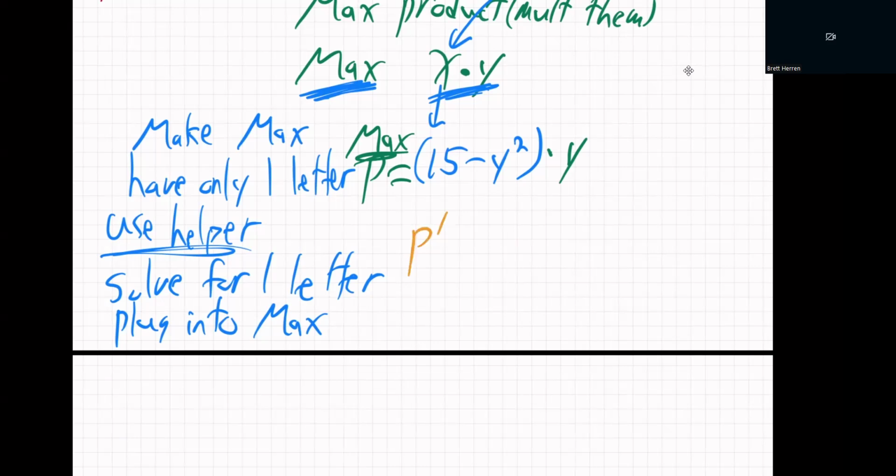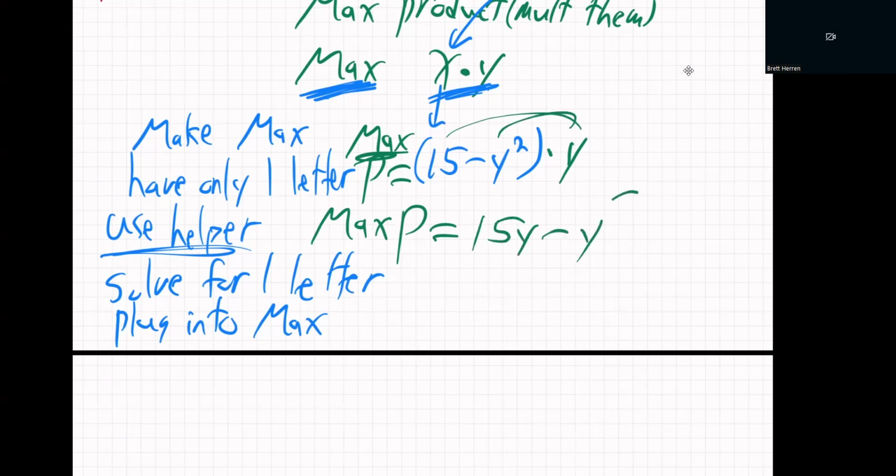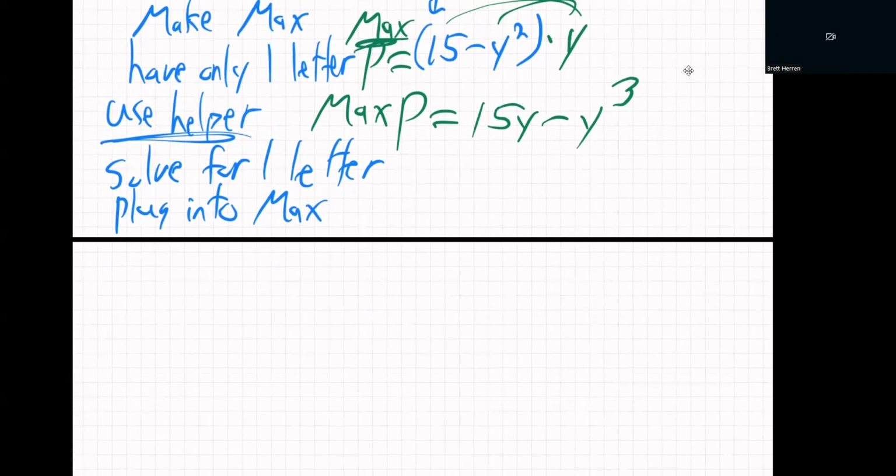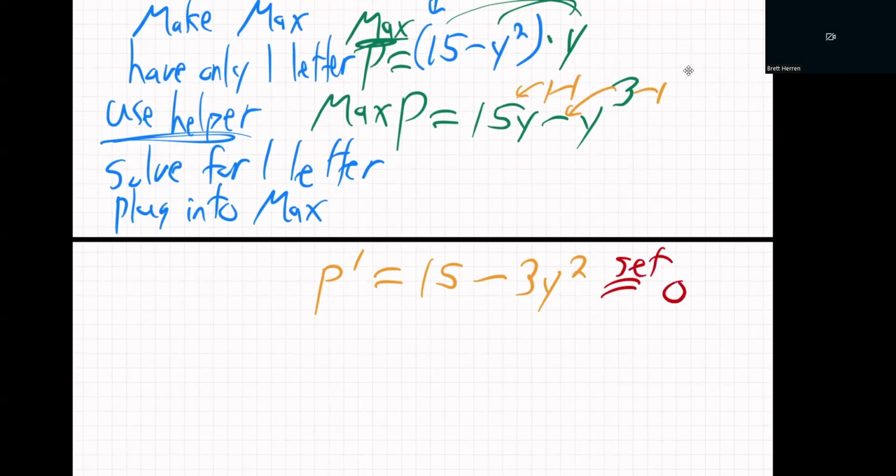How do you maximize something? You take the derivative of it. So I'm going to take the derivative. Well, first let me clean this up. It's not really ready for the derivative. I'm going to distribute this: 15y minus y cubed. Now we're ready for the derivative. The derivative, this is the first power, come on down. 15, subtract 1, so that's gone. Minus 3 comes down, y squared, subtract 1, right? And then set it equal to 0. That's how we maximize anything. We take its derivative and set it equal to 0 and solve.